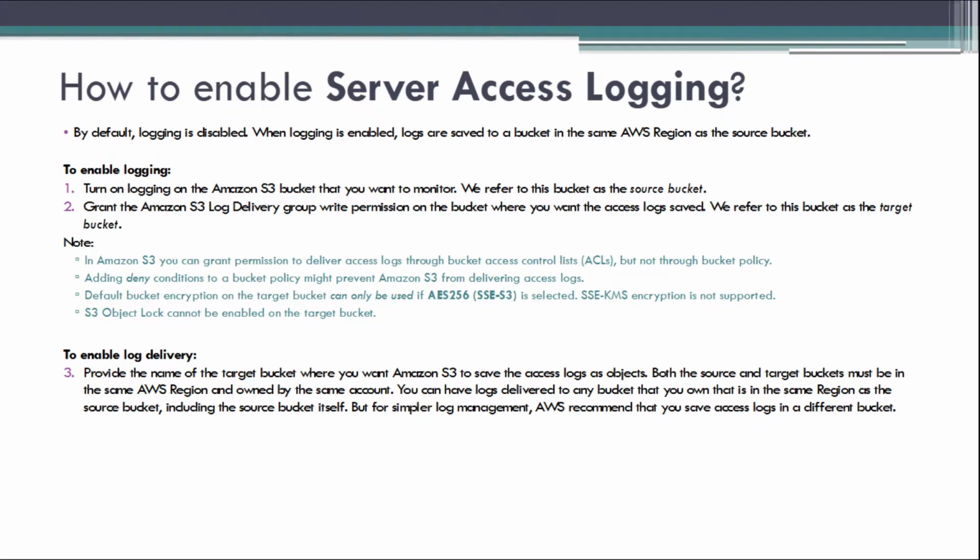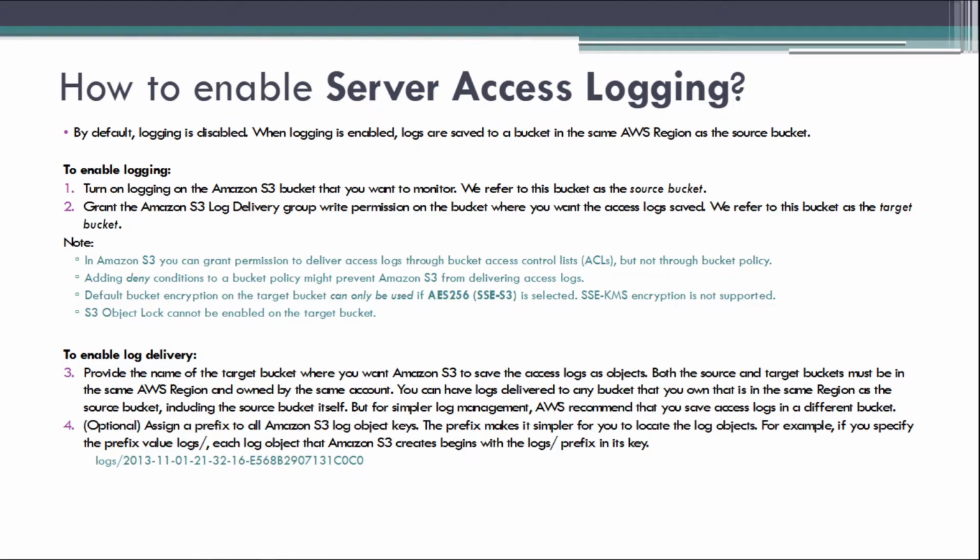So while enabling this feature, you can select any bucket as a target. It may be the same bucket or a different bucket, but it should be in the same AWS region and the same AWS account. But it is recommended by AWS that you choose a different S3 bucket as a target. Then it will be easy for access purposes and for management purposes. But you can select the same bucket as well. There is no restriction.